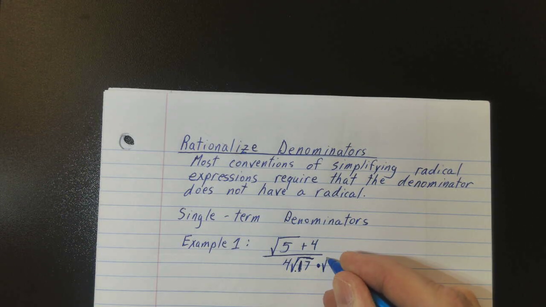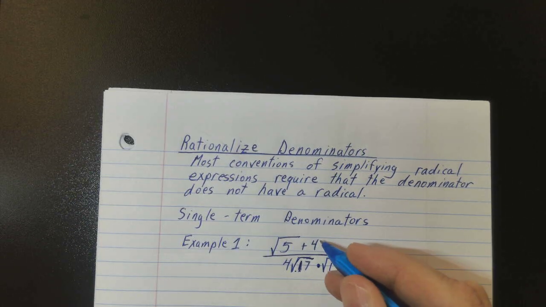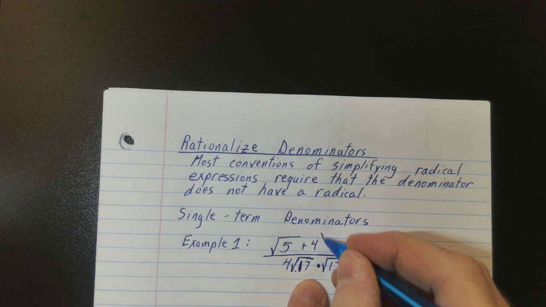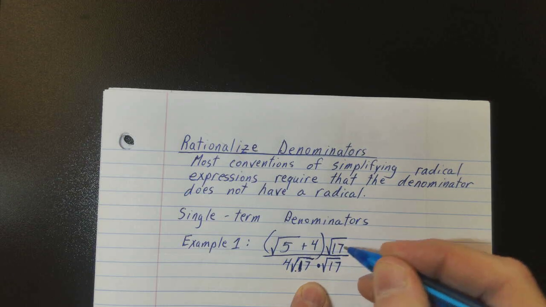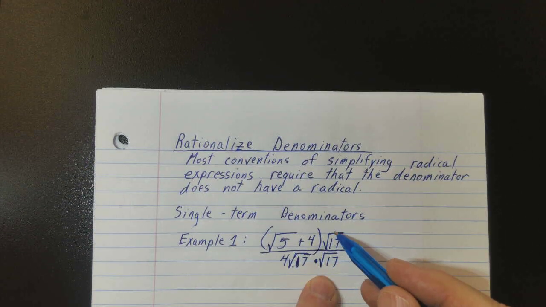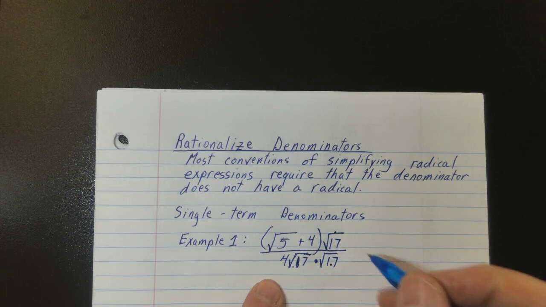And the real way of doing that is multiplying by the square root of 17 again. And when I multiply by the square root of 17 on the denominator, I have to do it to the numerator. So I'm not changing the value of this whole thing, because square root of 17 over square root of 17 is 1.